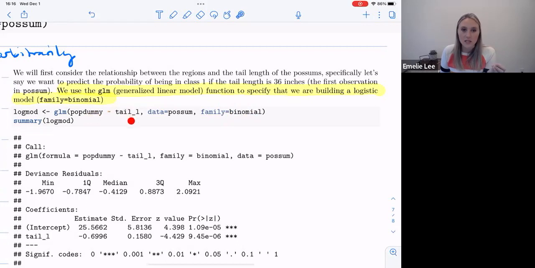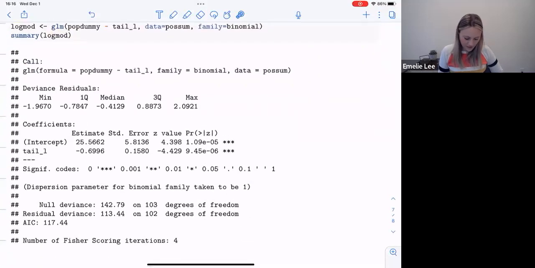So you do your pop dummy against the tail length. You do the dummy variable that you're trying to predict against whatever predictor you want to include, looking at the data set. You have to have that family equals binomial, otherwise it won't know what to do. I'm going to call it log mod because I'm going to create a few models here, so I want distinct names for all of them. If I run the summary of log mod, we get the logistic regression coefficients: 25.5662 and negative 0.6996.